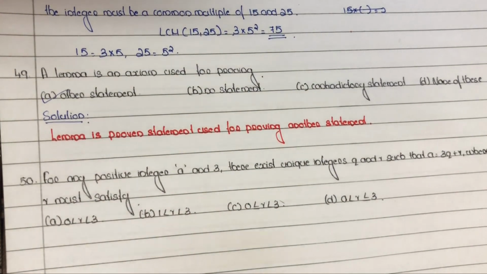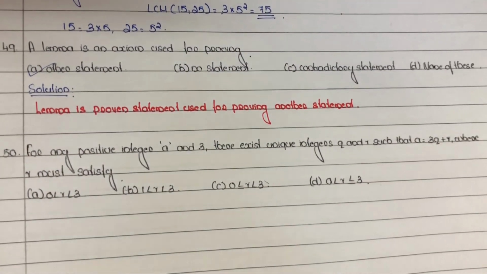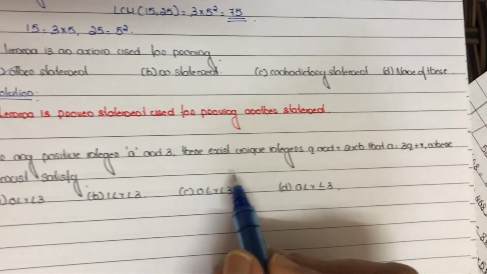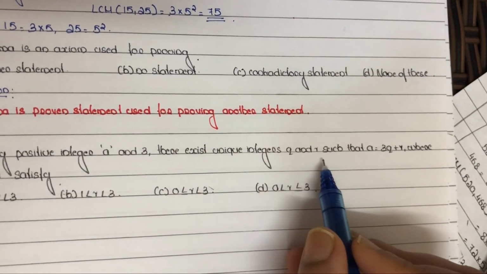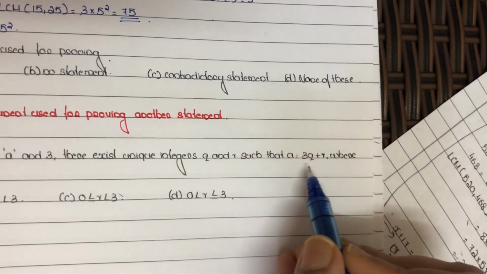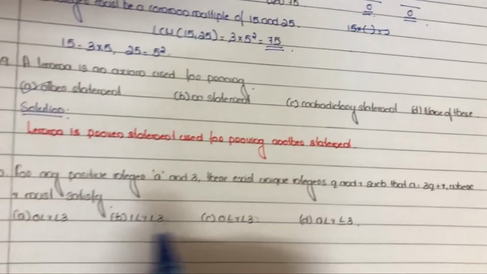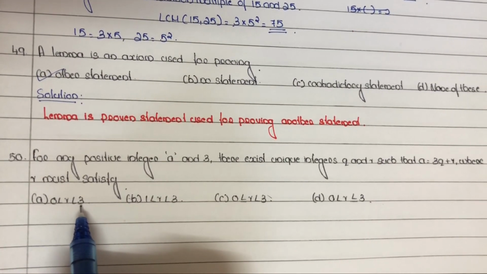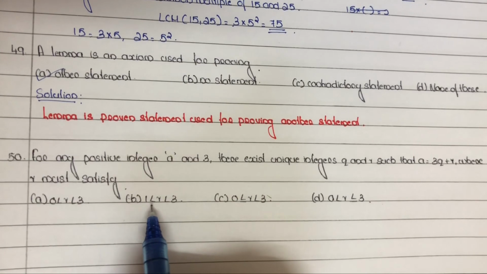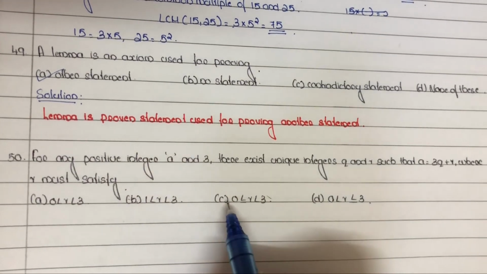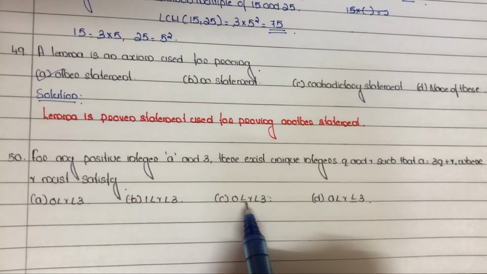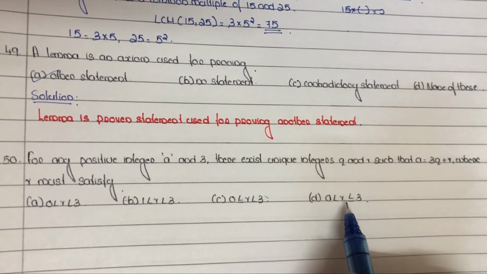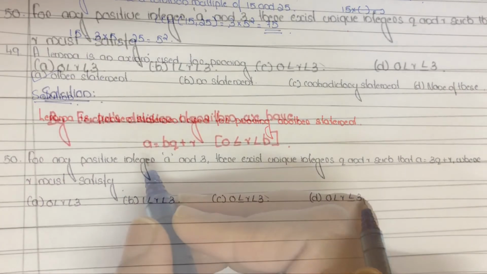Option A. Next, 50. For any positive integers a and 3, there exist unique integers q and r such that a equal to 3q plus r, where r must satisfy: option A, 0 less than r less than 3, option B, 1 less than r less than 3, option C, 0 less than or equal to r less than 3, option D, 0 less than r less than or equal to 3.